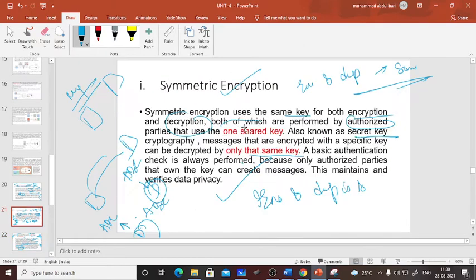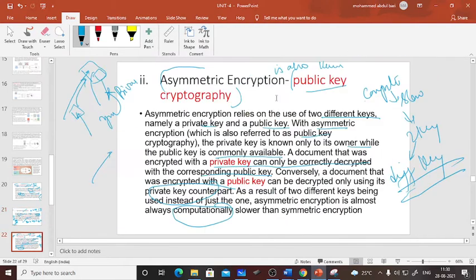The computational facilities for symmetric encryption are very fast. These are asymmetric and symmetric.